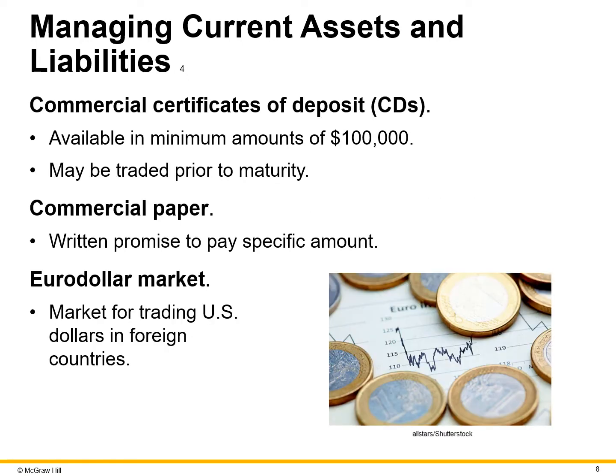Commercial certificates of deposit, also known as CDs, are issued by commercial banks and brokerage firms. They are available in minimum amounts of $100,000 and may be traded prior to maturity. Commercial paper is a written promise from one company to another to pay a specific amount of money. Because commercial paper is backed only by the name and the reputation of the issuing company, sales of commercial paper are restricted to only the largest and most financially stable companies. During the recession, nobody wanted to rely on commercial paper, requiring the Fed to take action.